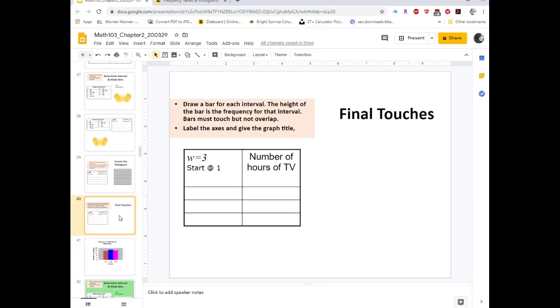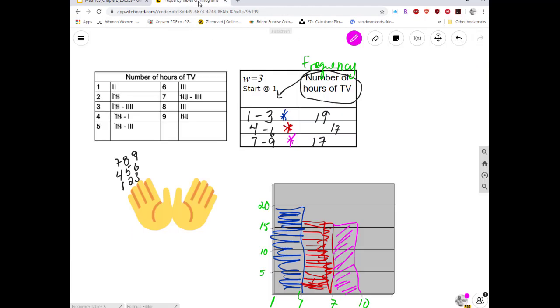The last thing is the final touches. So the final touches for this is going in and doing things like adding the axes and giving the graph a title. If I were going to give this graph a title, I would do hours of television. I would say these are the amount of hours down here, and these are the amount of participants. So a study was done, and these were the participants.